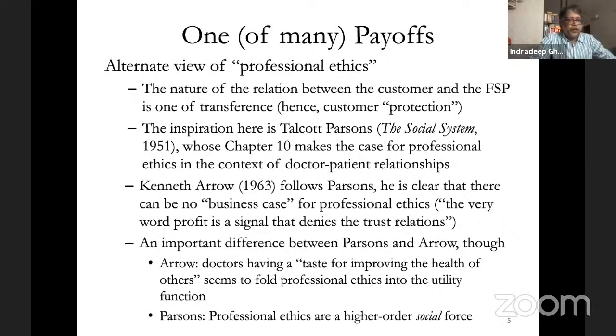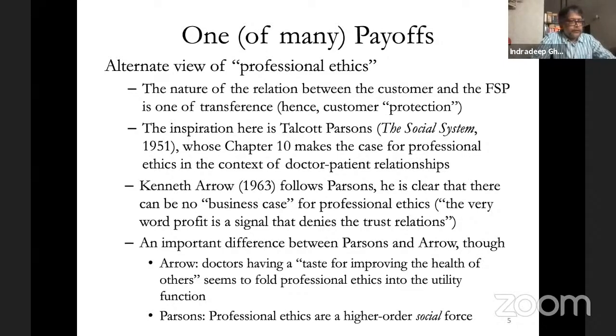Now, Kenneth Arrow, writing his landmark health economics paper in 1963, actually mentions Parsons explicitly in the paper. Most people who read that paper do not seem to notice this, that Arrow mentions Talcott Parsons, and says that like Parsons, he will also take this idea of professional ethics, but he will transplant it into the economics terrain of risk and markets and information asymmetries.